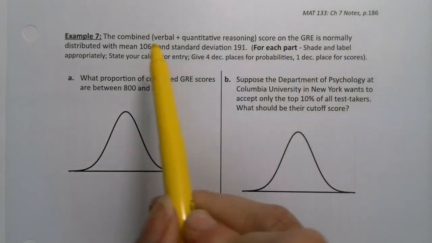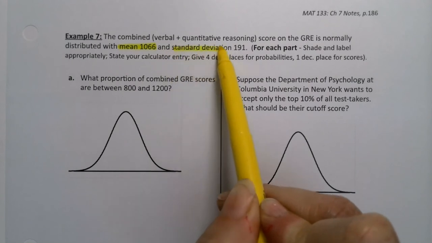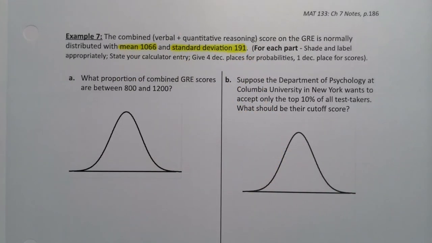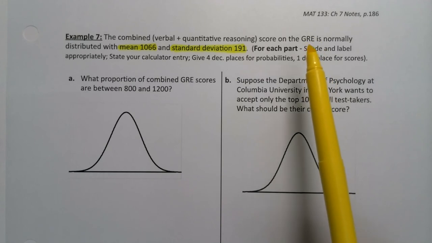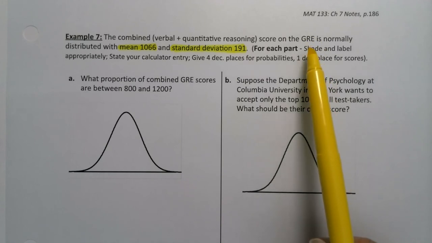The GRE is an exam. It's actually by the same company that makes the SATs. So you can think of it as an SAT that you take your senior year of your bachelor's degree. So when you're in college, you take this in order to get into graduate school, in order to get a master's degree or something like that. So it's an exam that you take to go to graduate school. I took it, as a matter of fact, to go to graduate school.